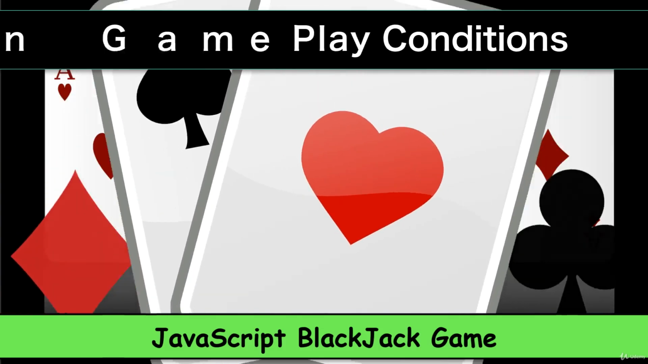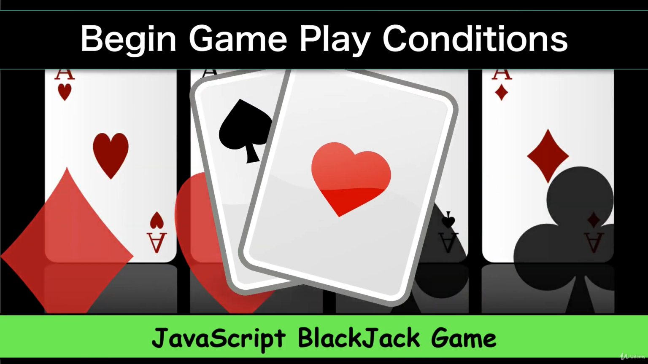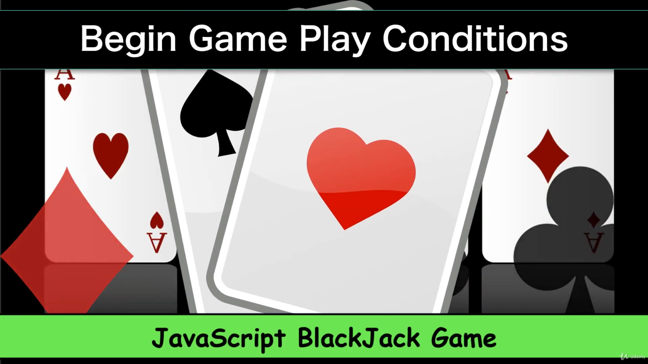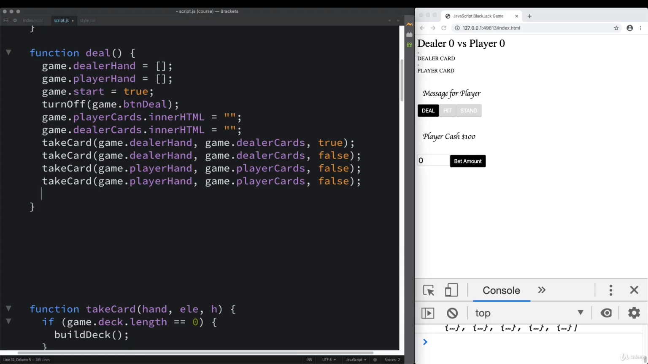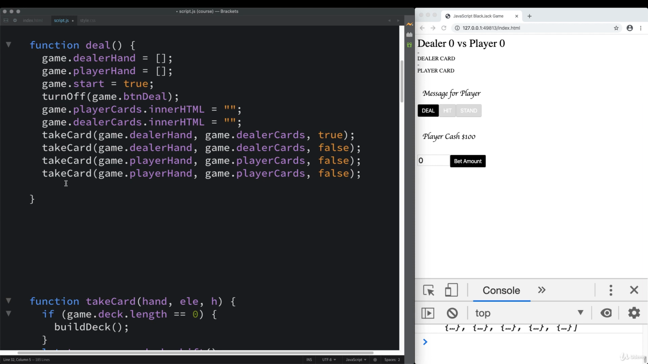This is going to be a fun lesson where we're going to get into the gameplay. So we're going to do some calculations and conditions to check and ensure that there's progress within the game and allow the player to move on to the next steps. So once they deal, we want to enable the hit and stand, but this is also dependent on what the card values are and what actions the player needs to be able to take.